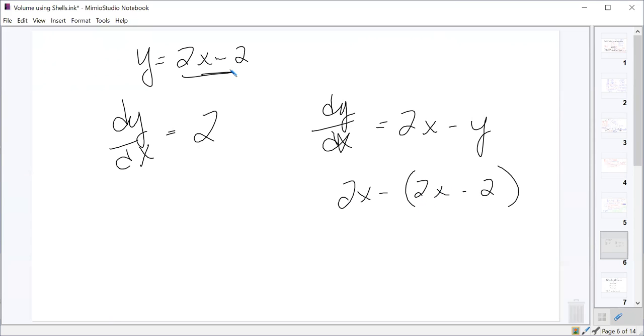Right? The y that we got. And what's 2x minus 2x minus the negative 2? 2. So they are equivalent to each other. It's just a little bit of a weird looking form of it, but 2x minus y is, in this case, equal to 2. Does everybody see that?